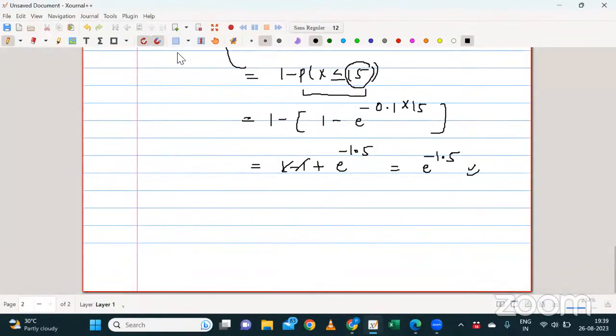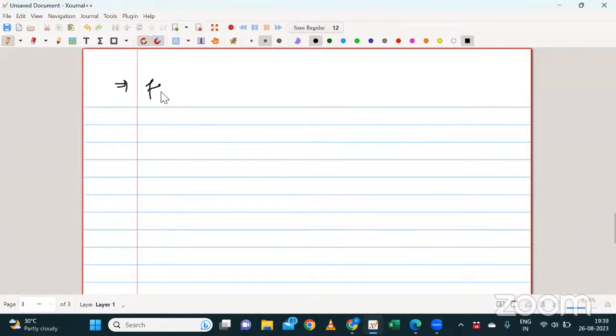By comparing with the formula of the PDF: lambda into e raised to minus lambda x, for x greater than 0. This is saying K into e raised to minus 2x, right? Yes, sir. So lambda is 2, that means K is 2.